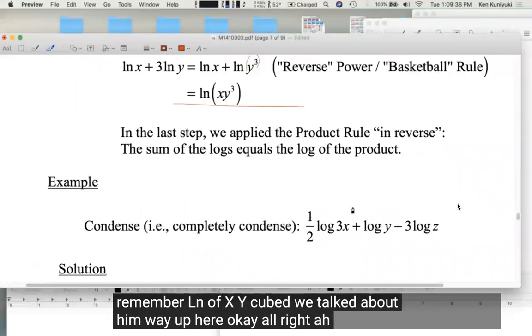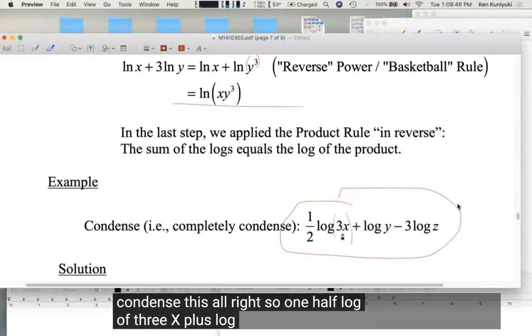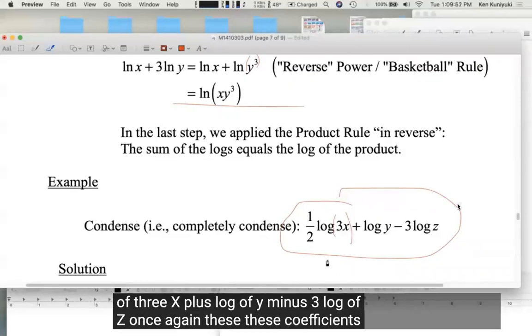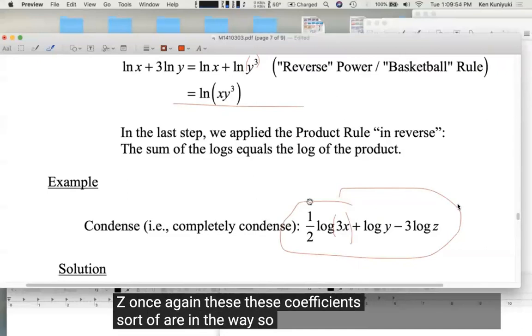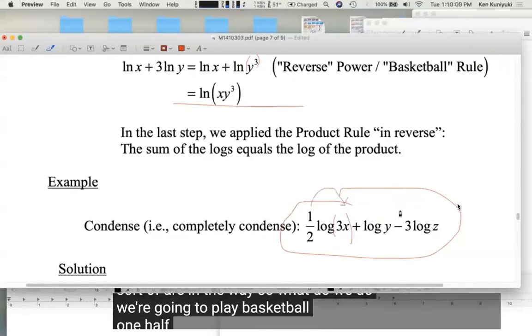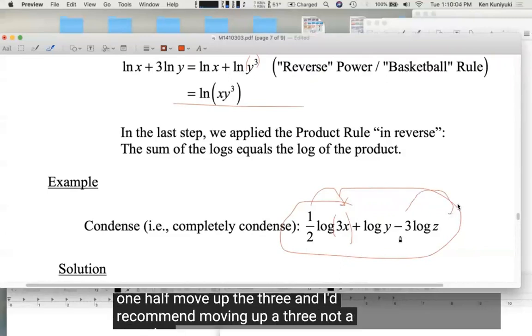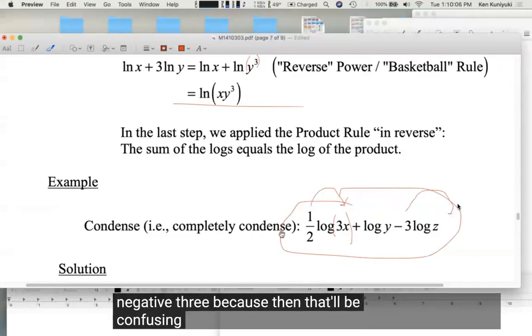Let's condense this. All right. So 1/2 log of 3x plus log of y minus 3 log of z. Once again, these coefficients sort of are in the way. So what do we do? We're going to play basketball. Move up the 1/2, move up the 3. And I'd recommend moving up a 3, not a -3, because then that'll be confusing.